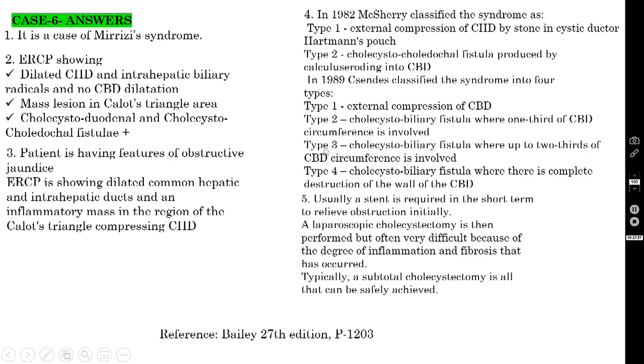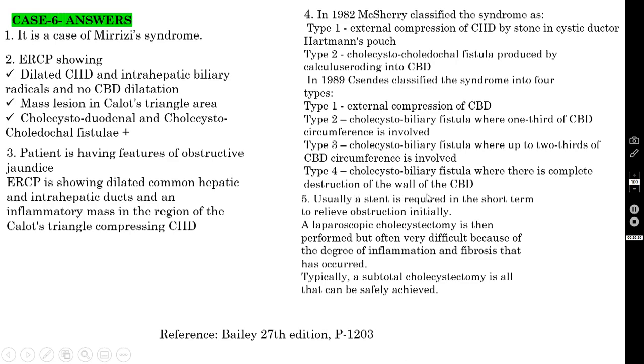Type 3 is cholecystocholedochal fistula, where up to two-thirds of the CBD circumference is involved. In type 4, here also cholecystocholedochal fistula, where there is complete destruction of the wall of the CBD. Okay. So how will you manage this problem?